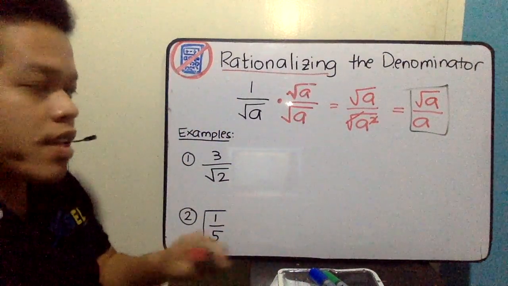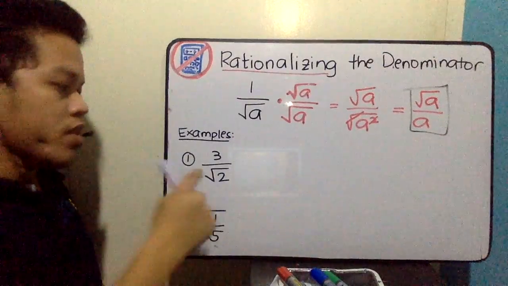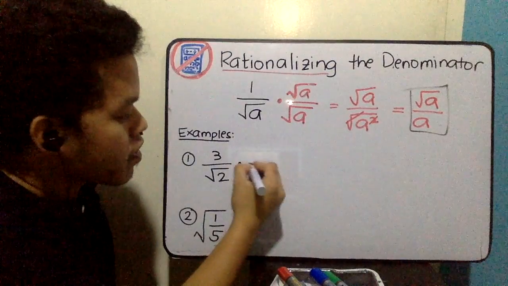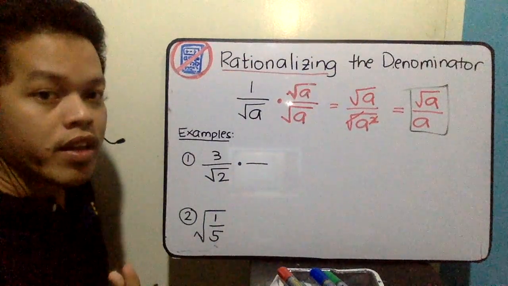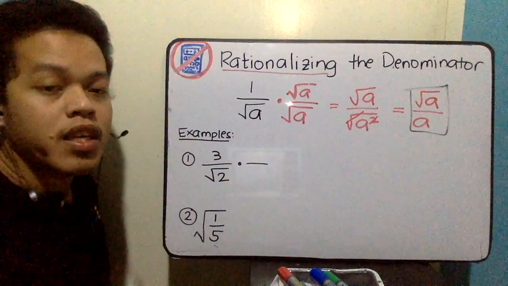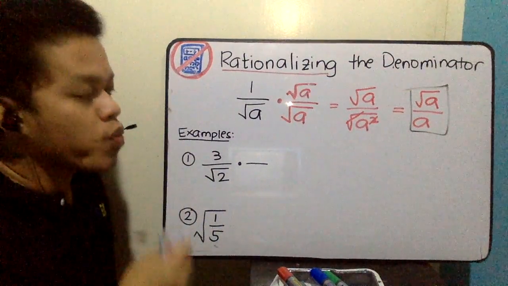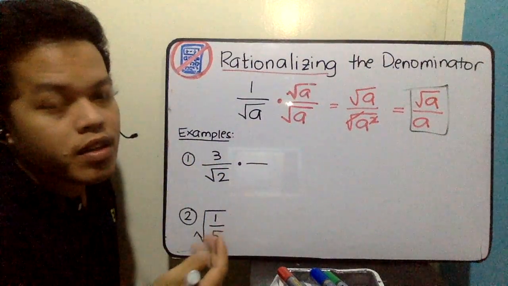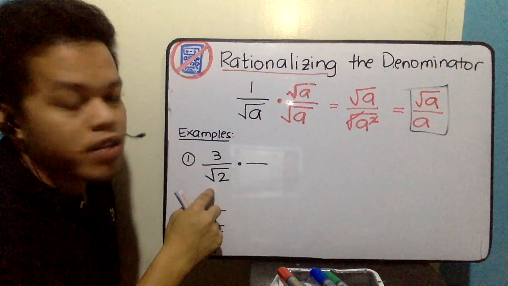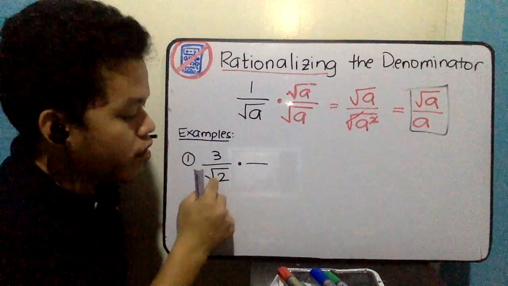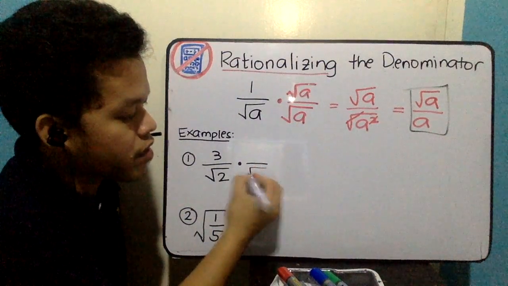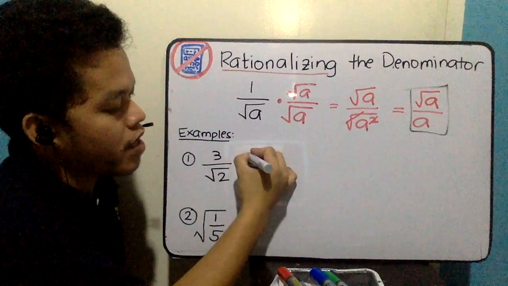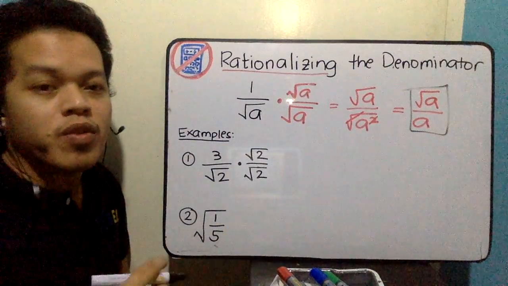Now let's apply this idea with real numbers. Okay, in this case we have 3 over square root of 2. So just remember, we have to multiply by 1 in order for the original expression to be equal to itself. Okay, what expression should I multiply to this whole thing which is equal to 1 but can actually rationalize the denominator? And in order to rationalize the denominator, you just have to multiply it by itself. So square root of 2. And to make it equal to 1, you multiply it by square root of 2 over square root of 2.